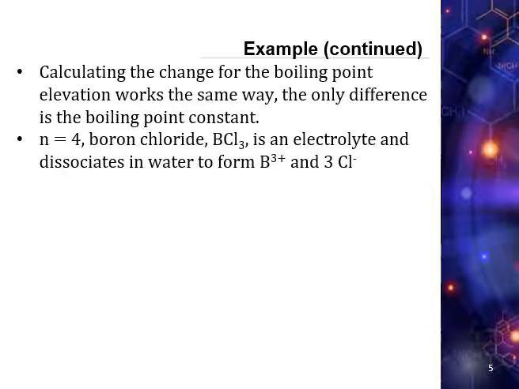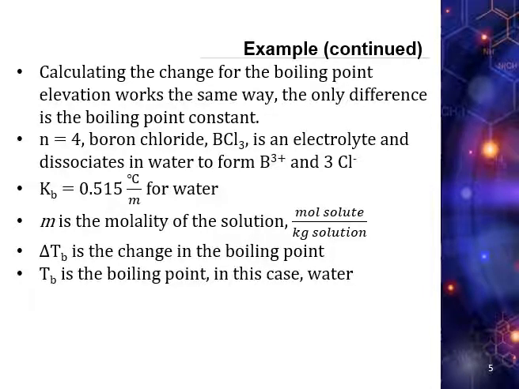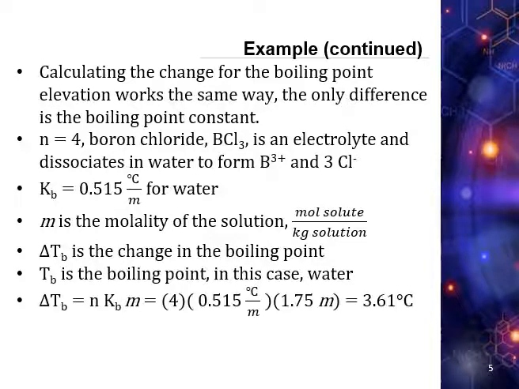N is 4. Boron chloride, BCl3, is an electrolyte and dissociates in water to form B3+ ions and 3 chloride ions. Kb is 0.515 degrees Celsius per mole solution for water. m is the molality of the solution, moles of solute per kilogram solvent. The change in the boiling point is delta Tb. Tb is the boiling point, in this case of water, at standard conditions.